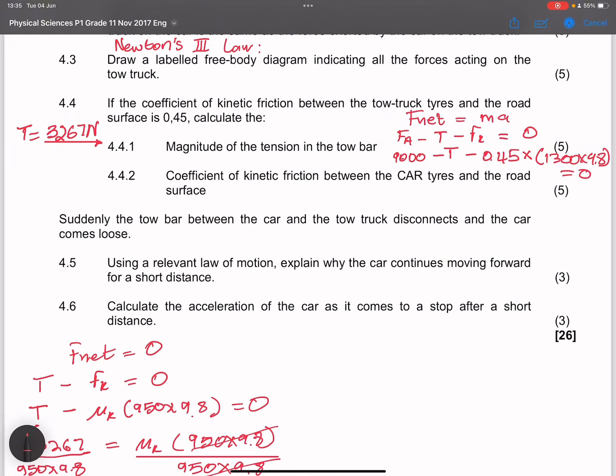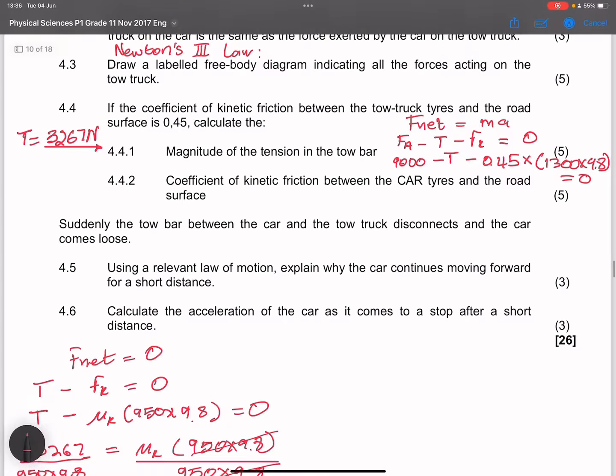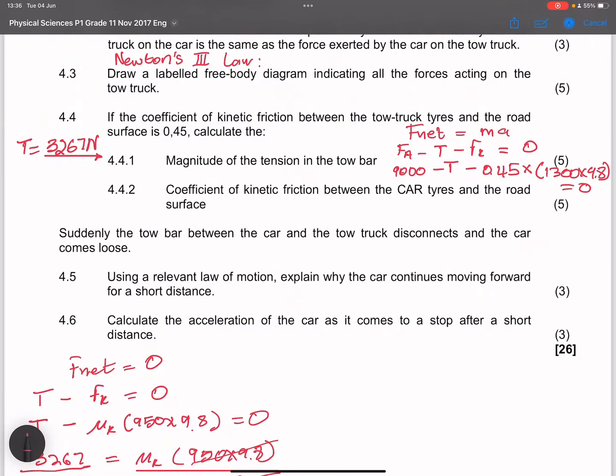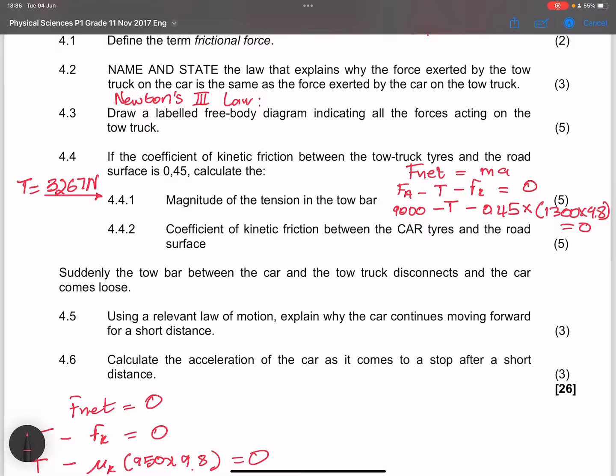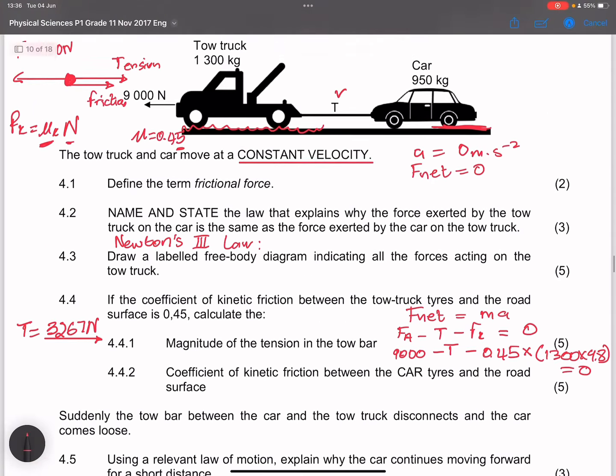Now quickly to go to the last portion. They say to us, suddenly the tow bar between the car and the tow truck disconnects, and the car comes loose. Using the relevant law of motion, explain why the car continues moving forward for a short distance. Please remember, in this case, this is where we're going to use Newton's first law.